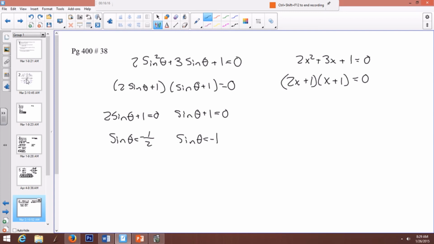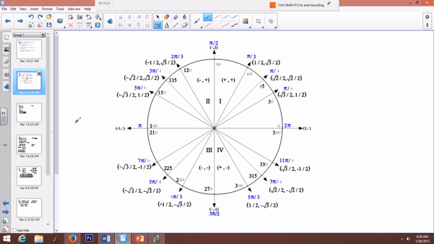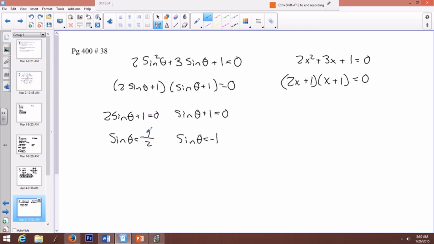Again, I could think about it in terms of the unit circle. What angle measure is going to give me a sine of negative 1/2? And remember, sine is the y value. So I look for the y value of negative 1/2, and you'll see 7 pi over 6 and 11 pi over 6. So my solutions for this one, theta, are 7 pi over 6 and 11 pi over 6.